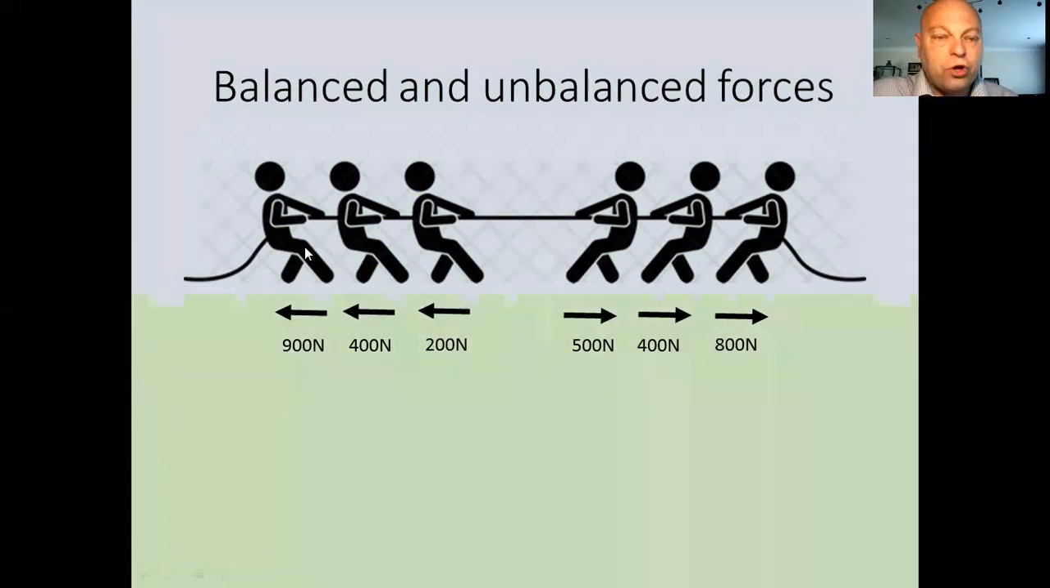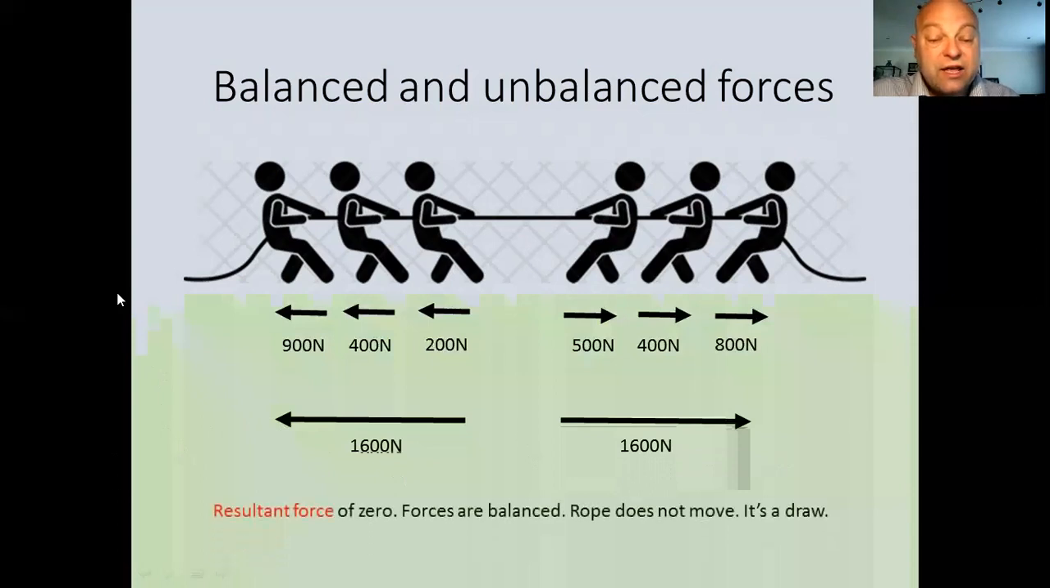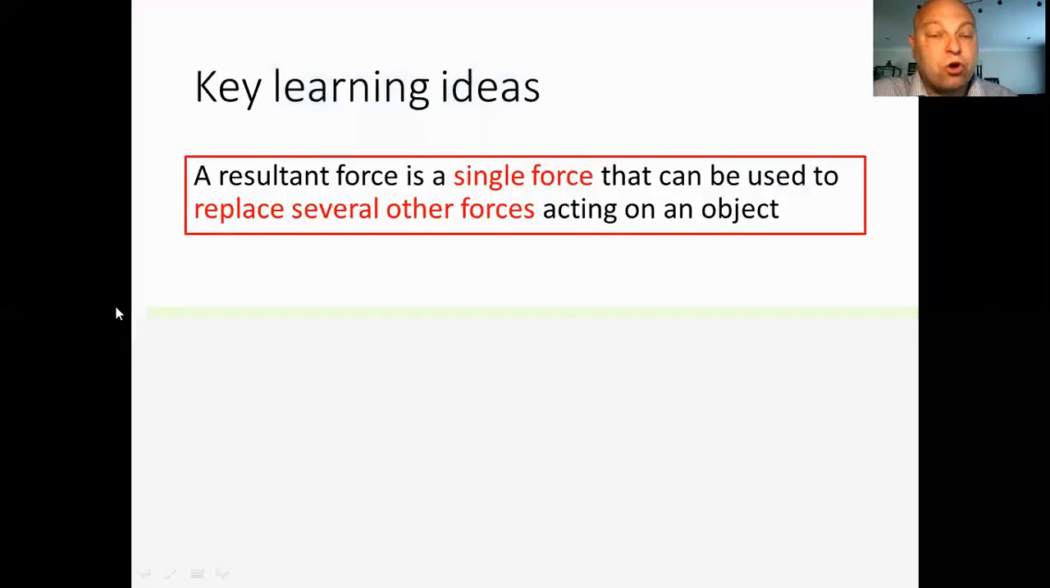So see how you got on. What you should have done is added all the ones on the left together, 1600 newtons. All the ones on the right together, 1600 newtons. This is interesting because both the forces are the same. So what we can say is the resultant force is 0. The forces are balanced. The rope does not move. It's a draw. Okay, you got that right. Well done. Let's see what we can record about that then.